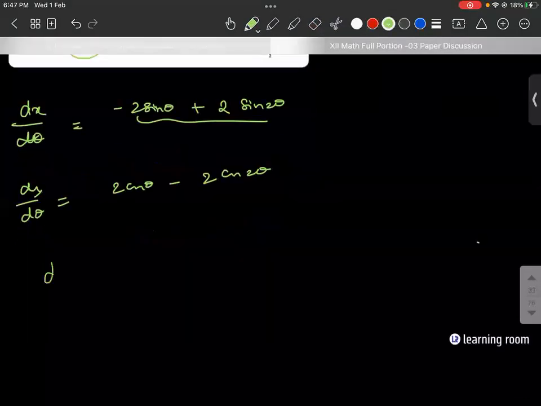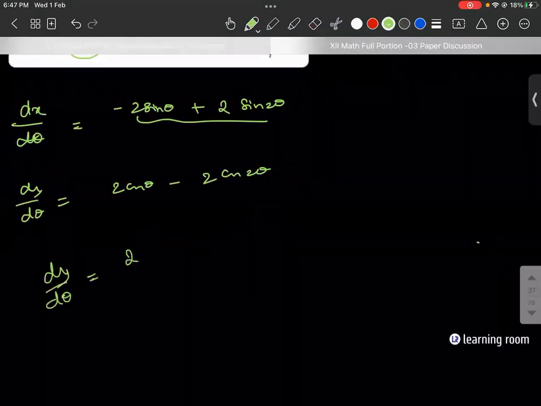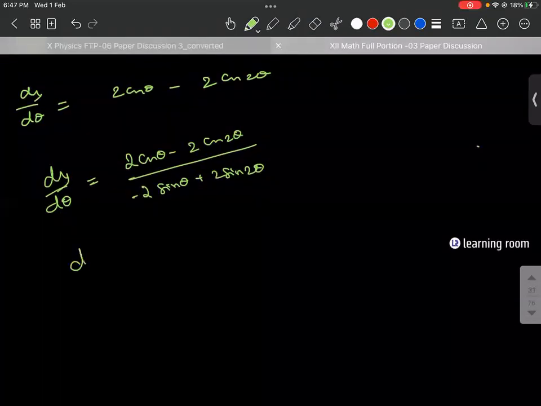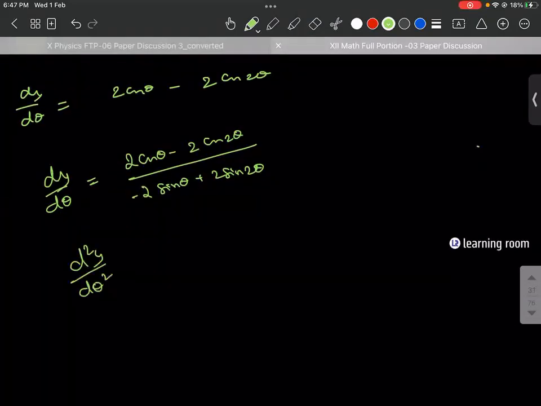What is dy by d theta? 2 cos theta minus 2 cos 2 theta divided by minus 2 sin theta plus 2 sin 2 theta. Right, you would have done this, the dy by dx. So you would have done d square y by dx square is equal to, what did you do?